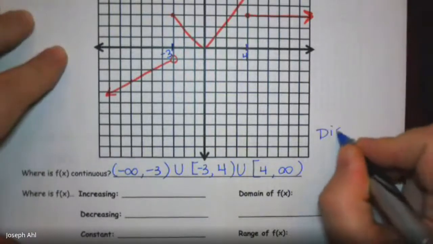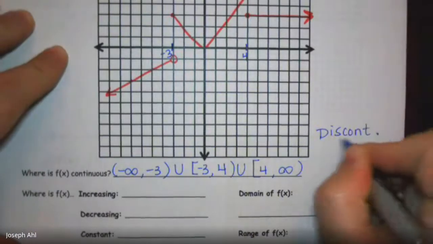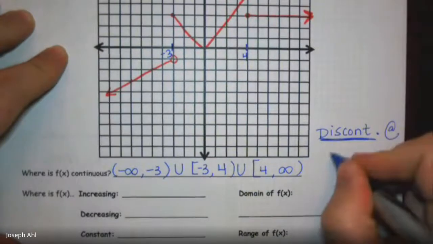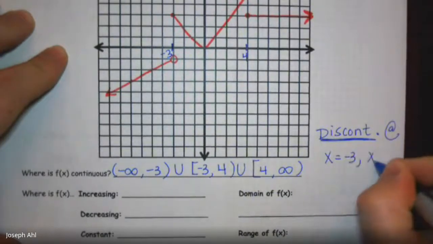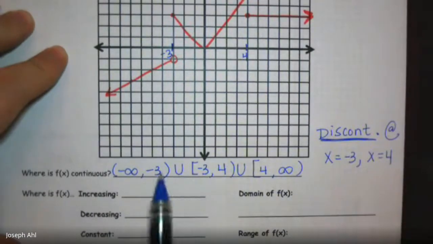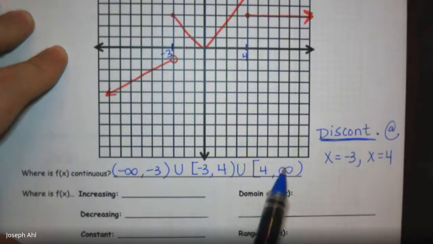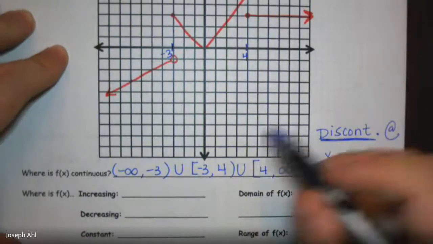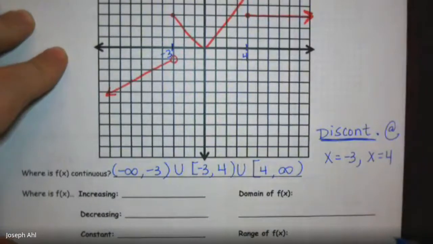So for that reason, off to the side, I want you to write down that this is therefore discontinuous at x equals -3 and at x equals +4, which is a much easier statement to write than listing all the intervals over which the function is continuous. But hopefully, either way around it, we should be able to list this information depending on how the question's asked.